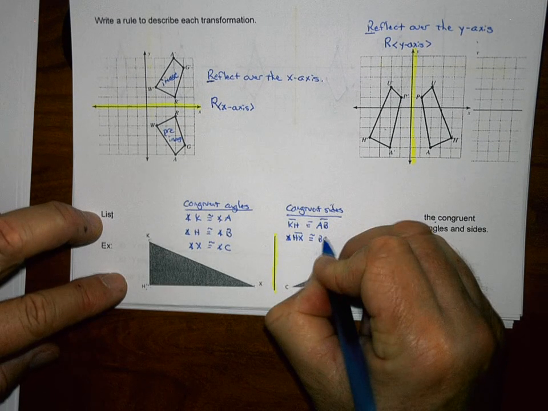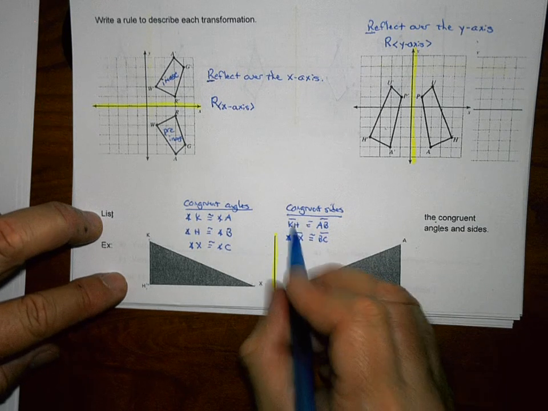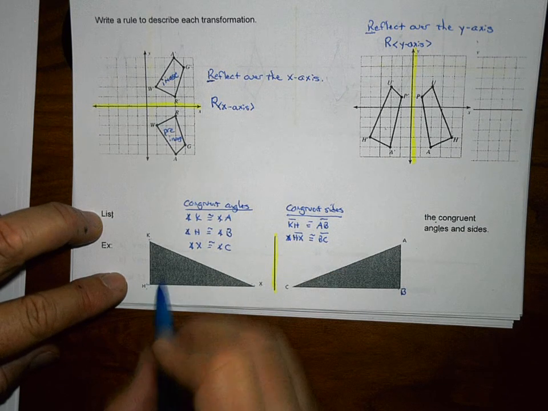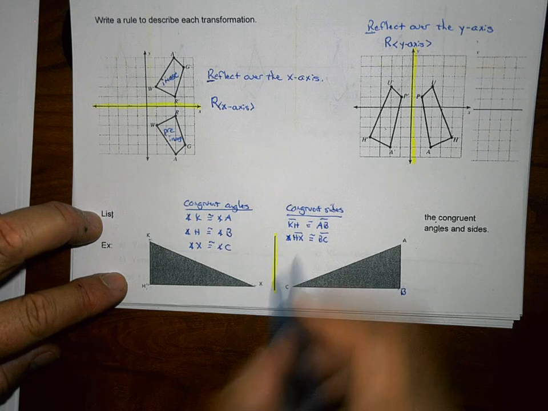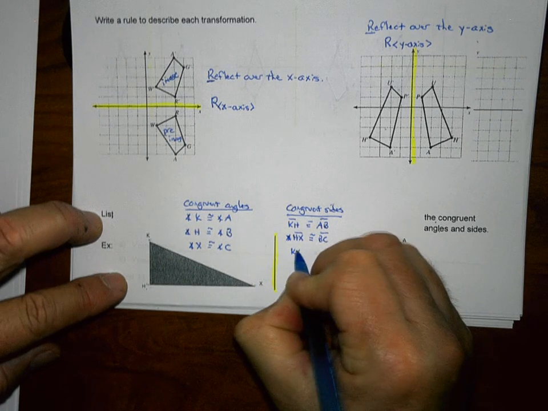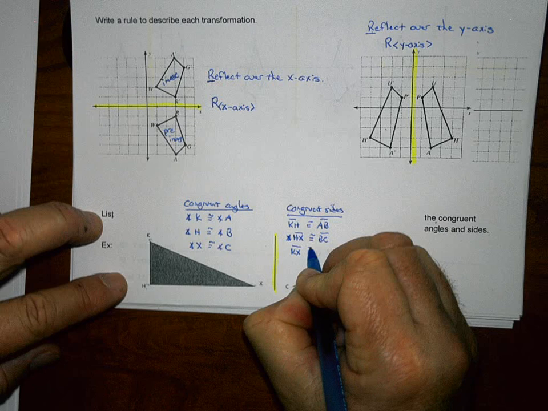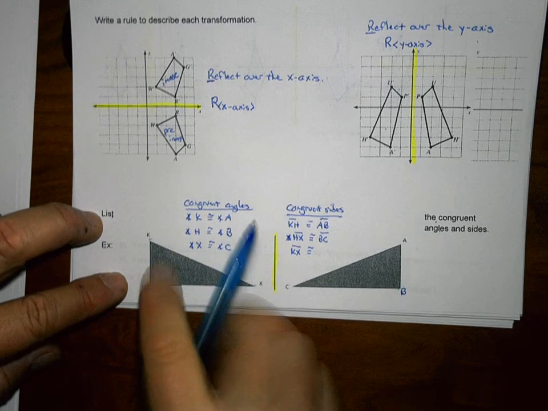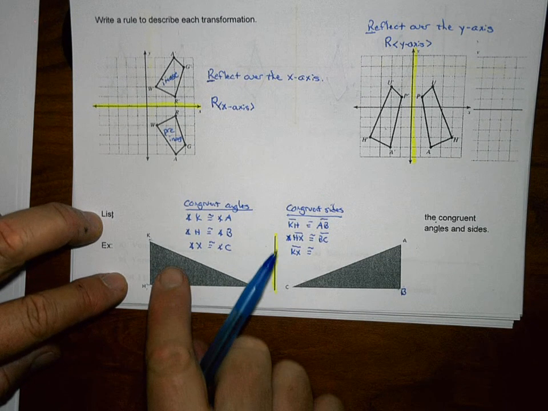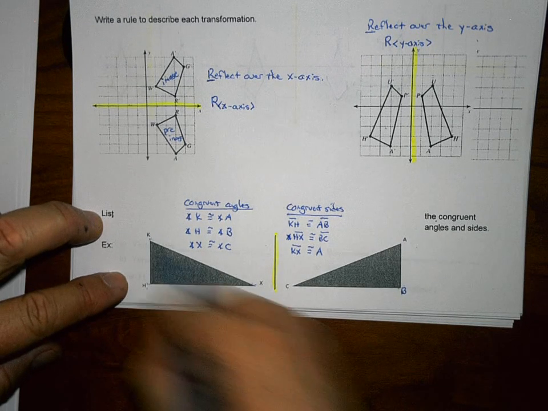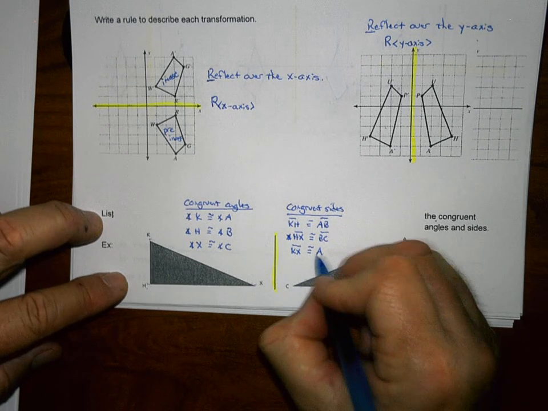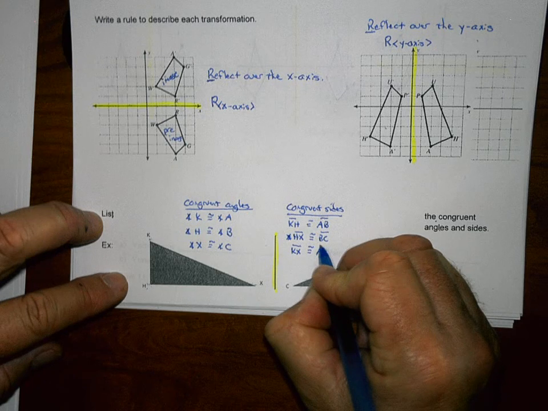Okay, and then lastly, what side am I missing of this triangle? I did KH, I did HX, so I'm missing side KX. Okay, so what side would be congruent with side KX? In other words, when I reflect this triangle, what would K land on top of? A. Okay, what would X land on top of? C. So that means side KX would be congruent to side AC.